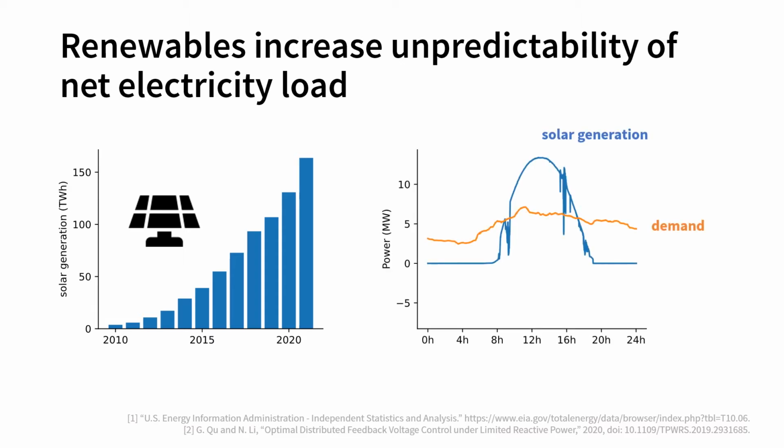On the right, I've plotted the electricity demand and solar generation for a full day from part of the Southern California electricity distribution grid. The net load that the utility company needs to supply electricity for is electricity demand minus renewable generation. Note that this net load has greater fluctuation than the electricity demand itself. In other words, adding renewables tends to increase the variation and unpredictability of net electricity load.